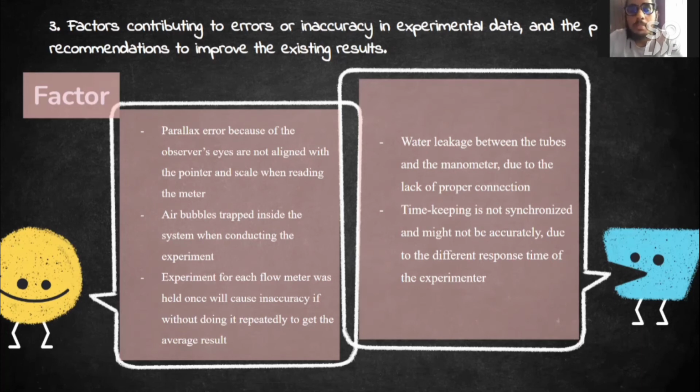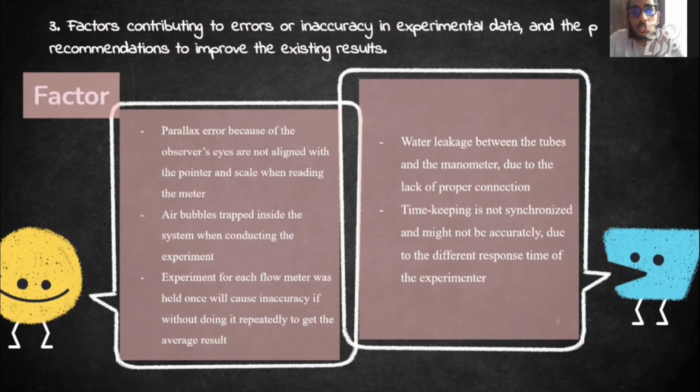So first and foremost, the parallax error might occur because the observer's eyes are not aligned with the pointer and scale when reading the rotameter or the multi-tube manometer. Next, there must be air bubbles trapped inside the system when conducting the experiments, and the ventilation valve was opened for a short time, so the air bubbles did not have time to escape. Then the experiment for each flow meter was held once, which might vary when done repeatedly.